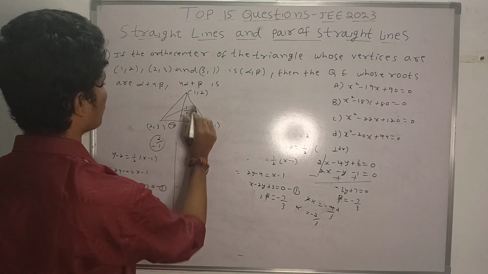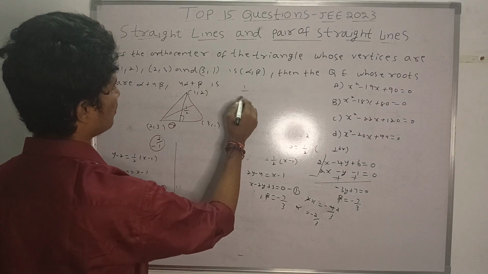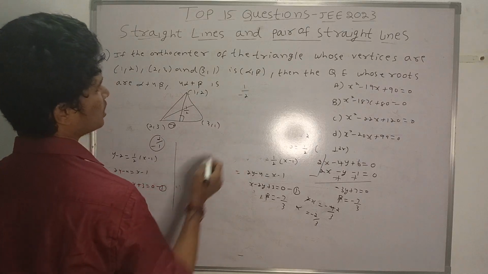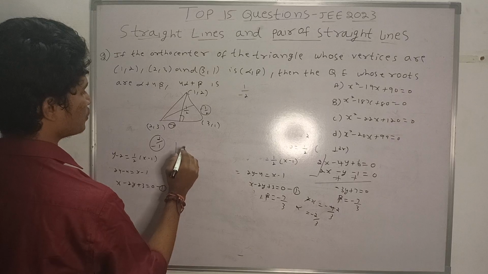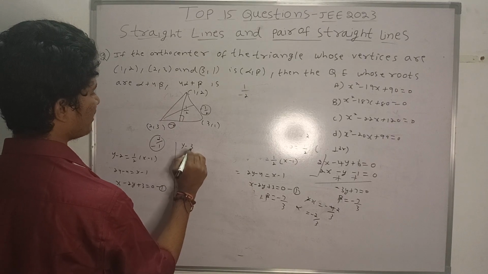And the second equation, the slope of this side is 1 minus 2, so the slope of this side is minus 1 by 2 and the slope of the perpendicular is 2. The passing point is 2 comma 3.